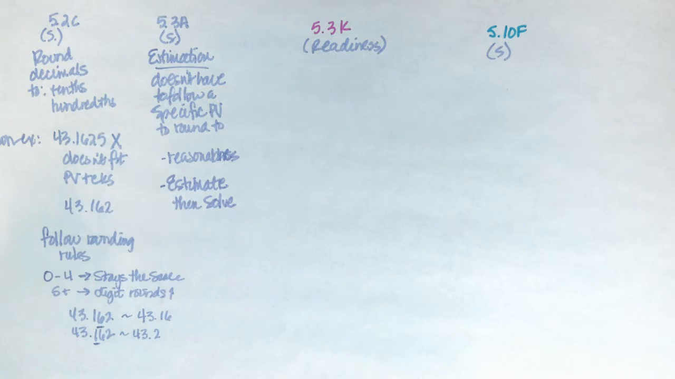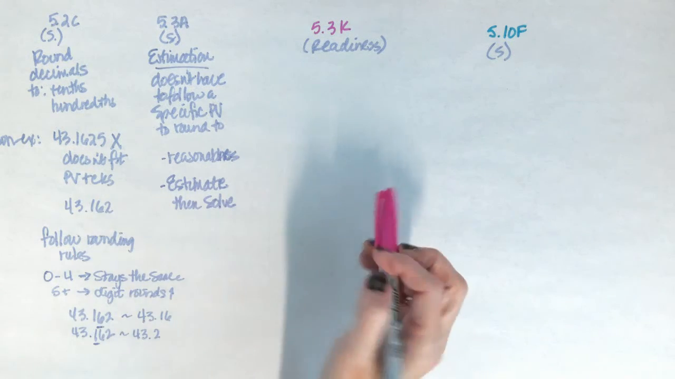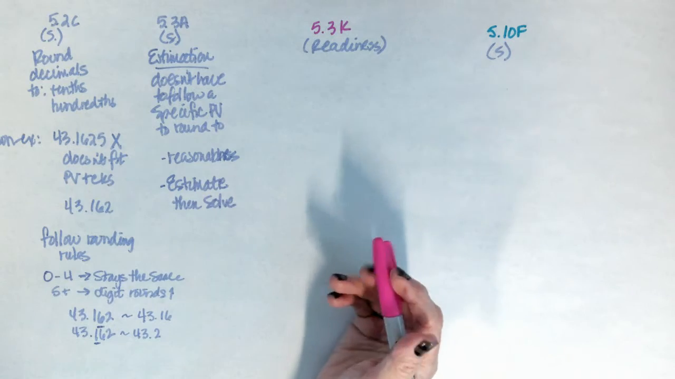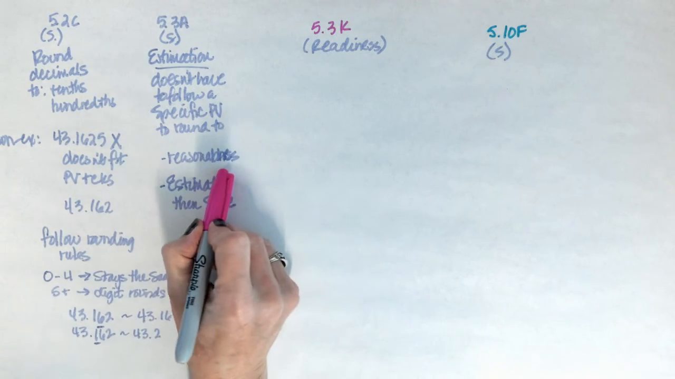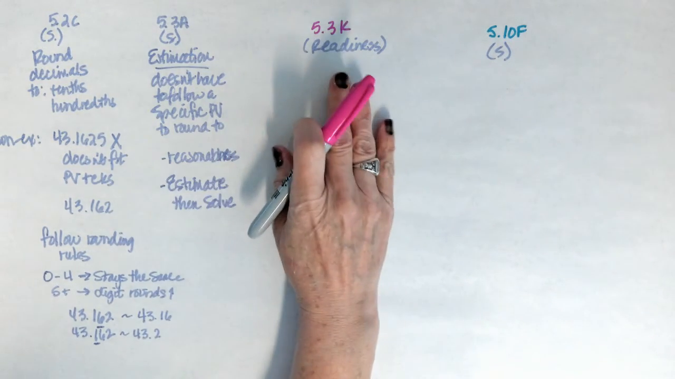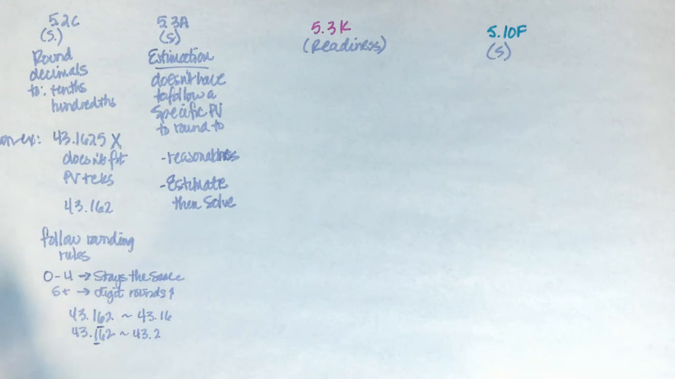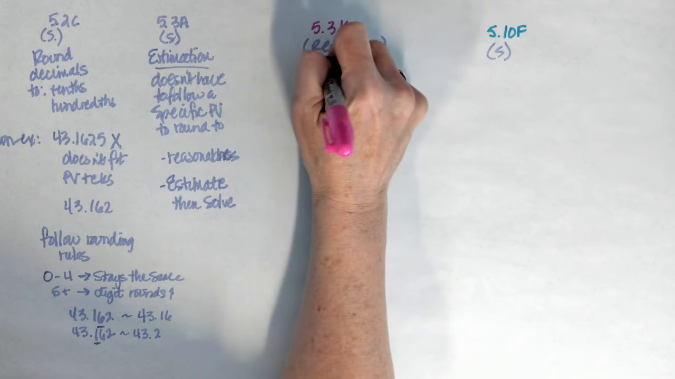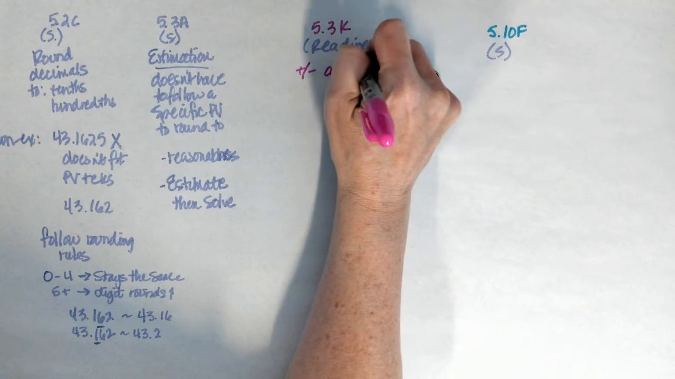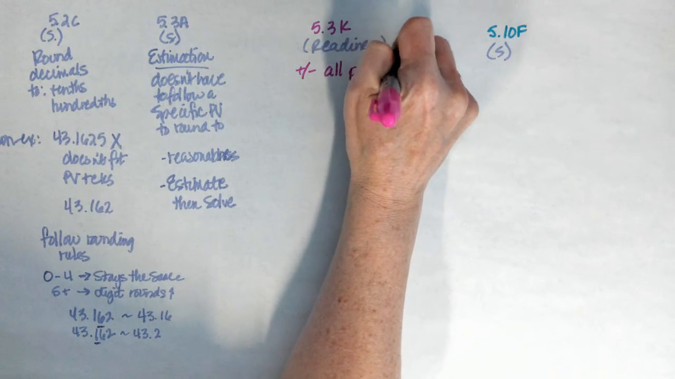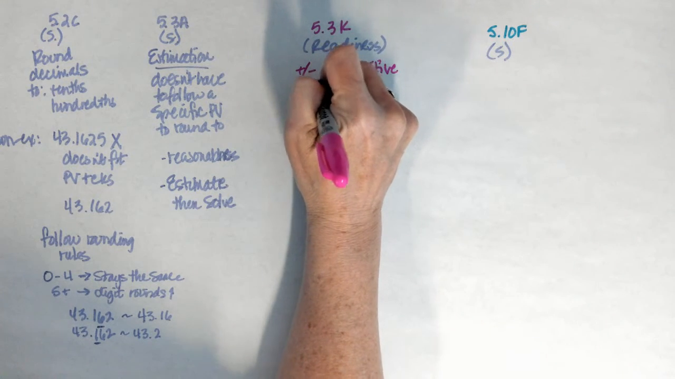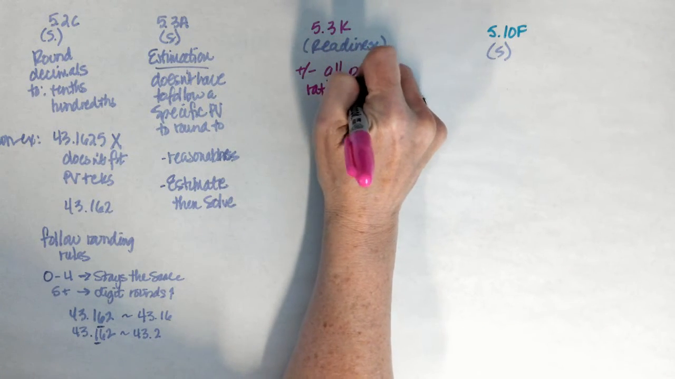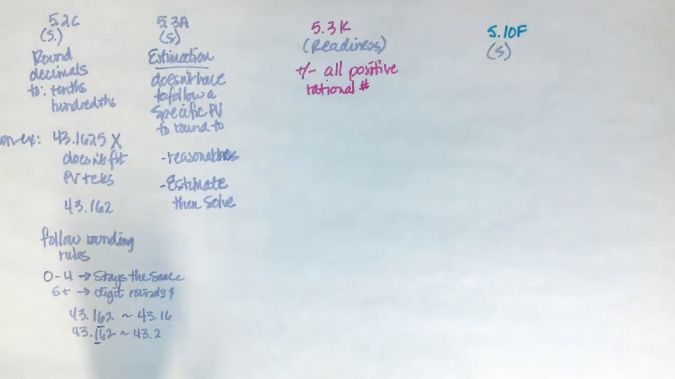Okay, let's talk about 5.3K. And you might be thinking, why are these together? Why are these standards together? Because we want to build reasonableness in our students every time we're solving a problem. So 5.3K is our standard that is just add and subtract all positive rational numbers.